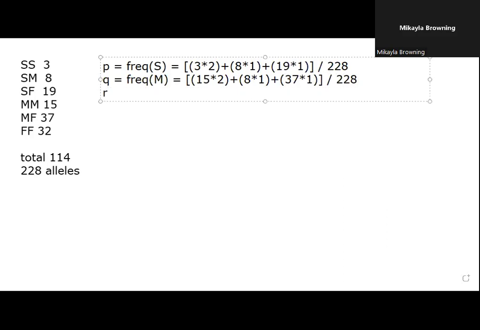And then we'll let r be the frequency of the F allele. That is equal to 32 individuals who have 2 F alleles, plus 19 SF individuals who have 1, and we also have 37 MFs who also have 1. We divide that by 228.